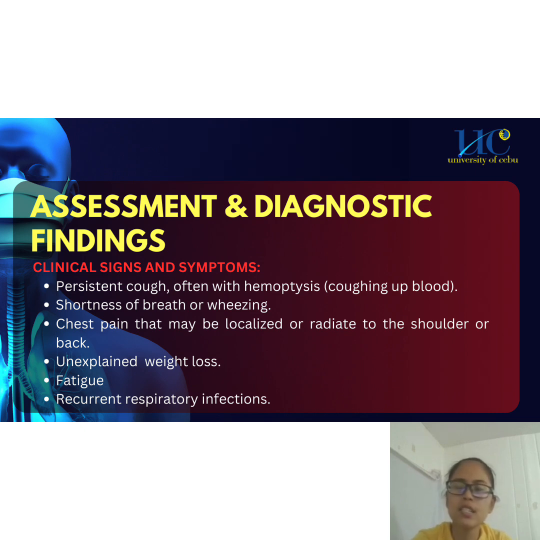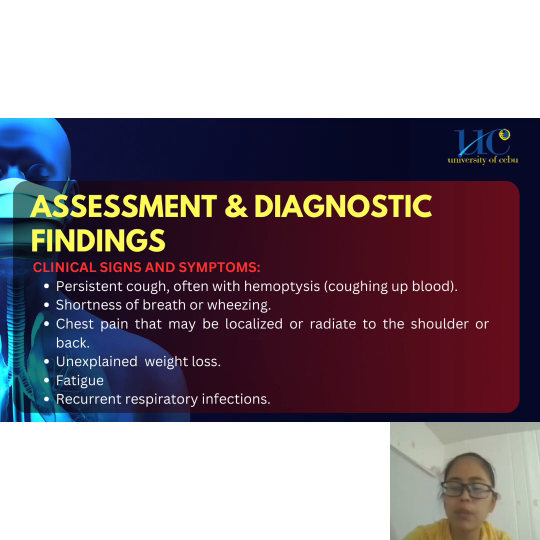So clinical signs and symptoms: the persistent cough. This is a common symptom, often lasting for weeks or months. It can be dry or productive, often with hemoptysis or coughing up blood. This can be a sign of advanced disease, but not always; even small amounts of blood can be concerning. Next is shortness of breath or wheezing. It can also be caused by the tumor blocking airways or fluid buildup around the lungs. Also, we have chest pain that may be localized or radiate to the shoulder or back.